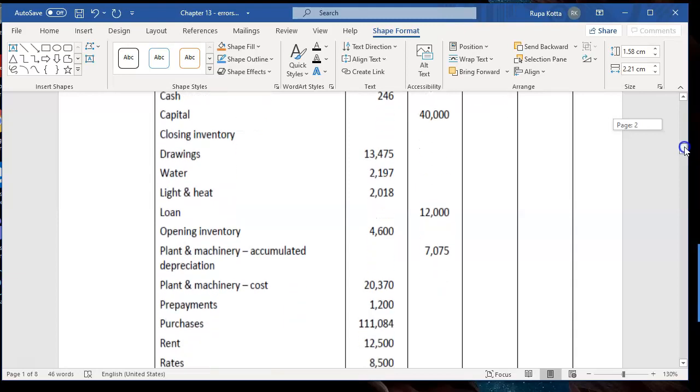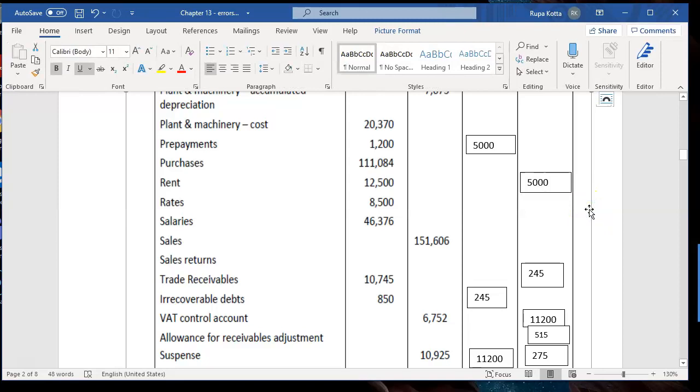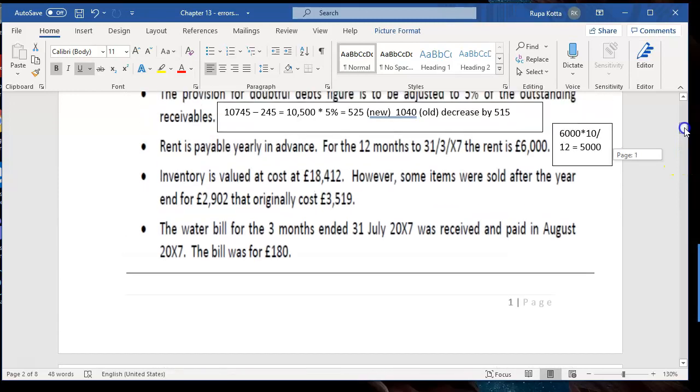So let's see, where is our prepayment account? Yep, there we go. So the prepayment account is debited by 5,000, which is the value of your prepayment. And the rent account is credited because this rent is not related to the current year and you paid rent for the next year in advance. So the prepayment account has been debited because it is an asset, and the rent account has been credited because it is decreasing the value of your expenses.